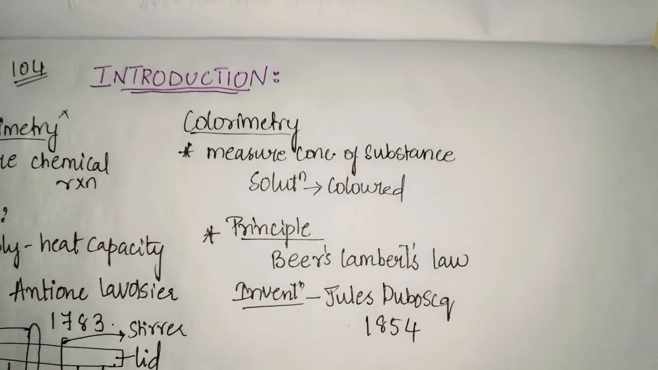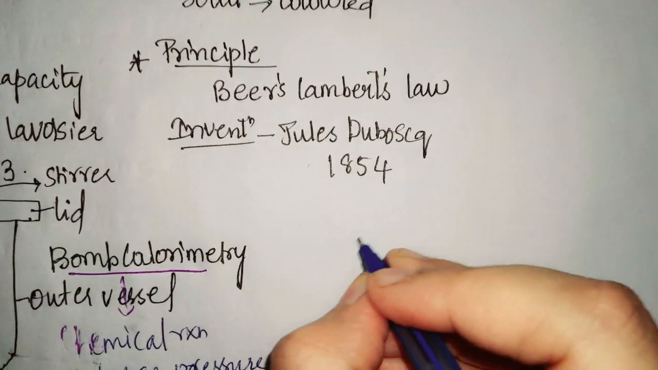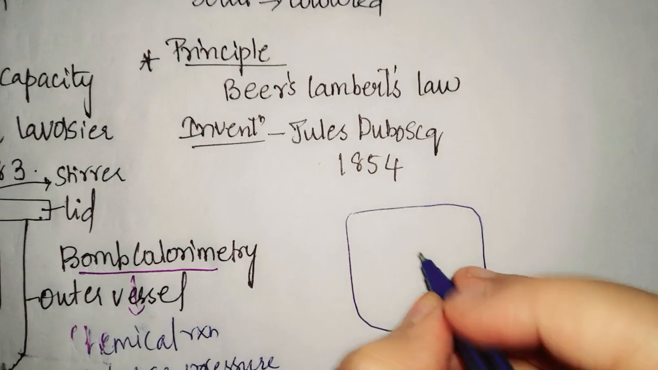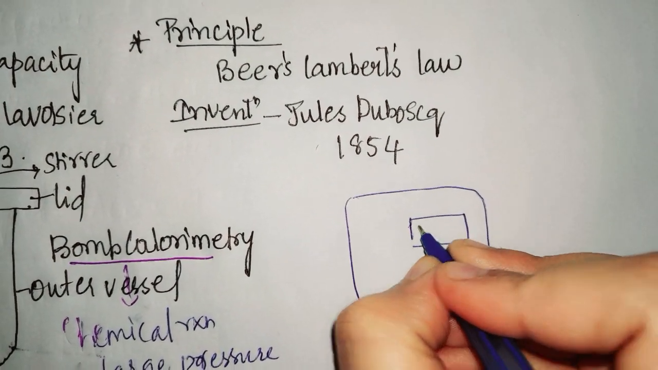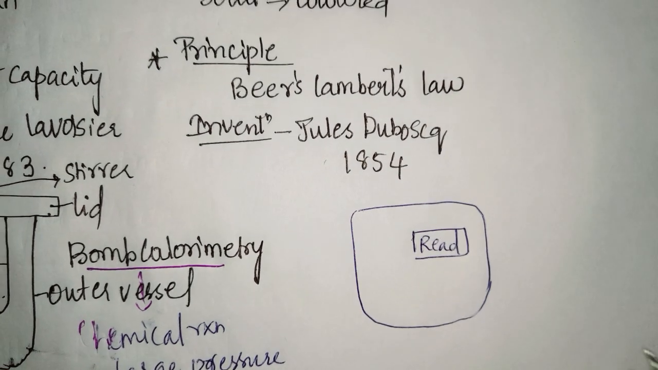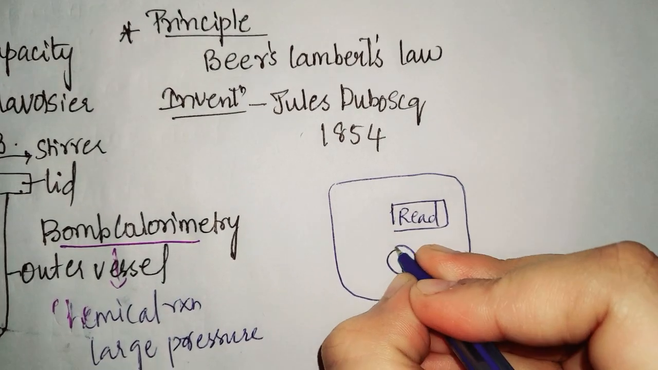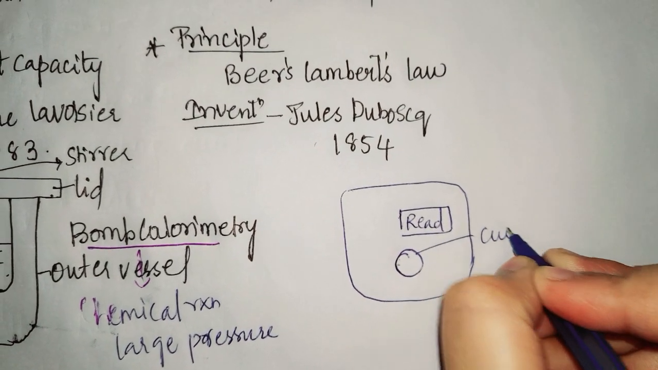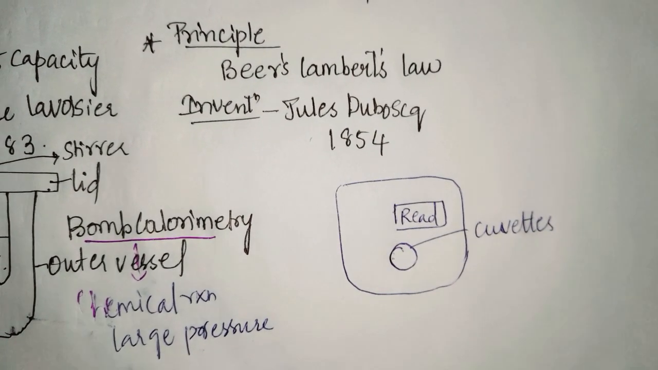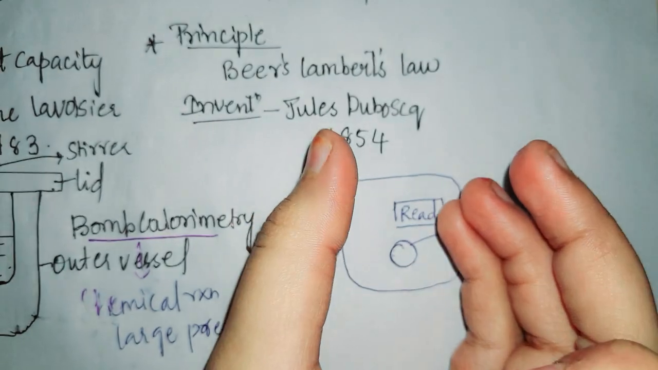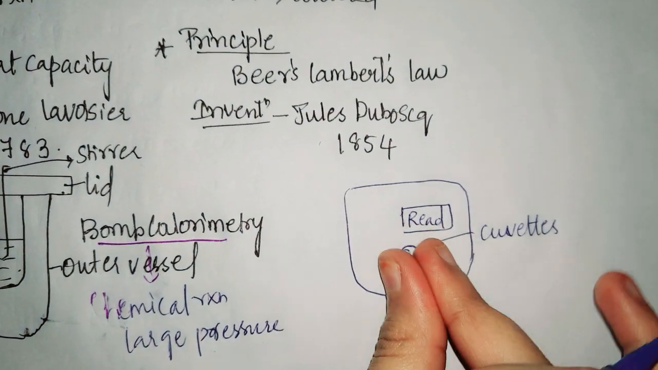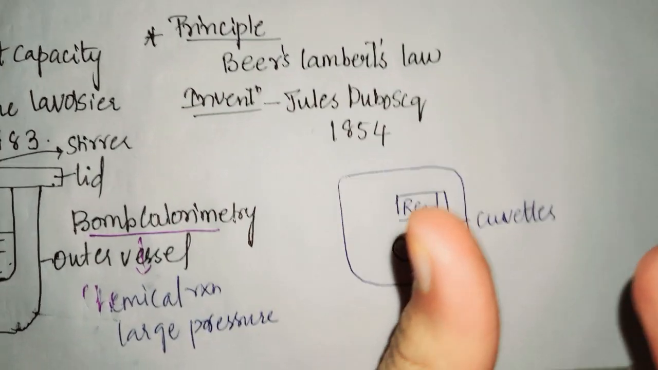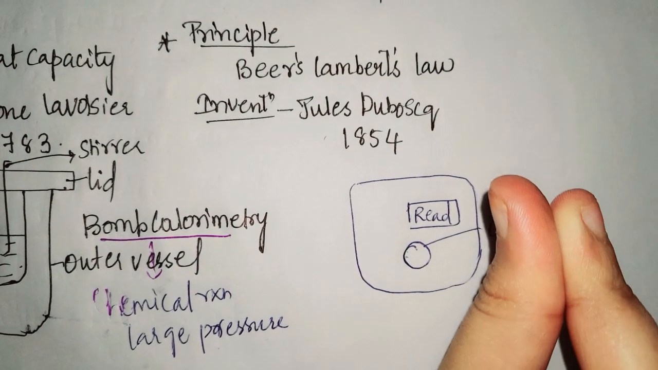But if we come to colorimetry, you can see it is a very simple electronic device. You will have a reading, you will see the output whatever we are getting, and here we'll have a hole in which we'll keep the cuvettes. How do we keep the cuvettes? We'll clean the outer layers with tissue paper and then insert it, so that we do not get interference and we get a clear reading.